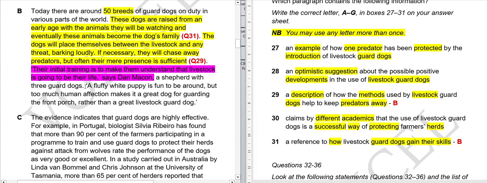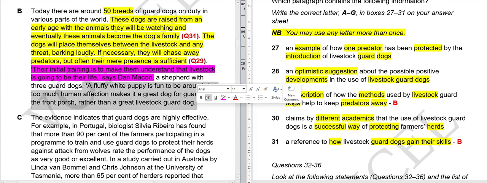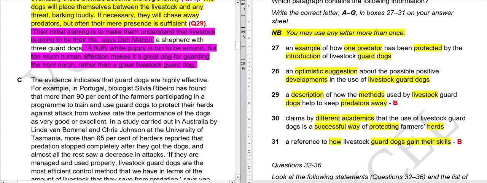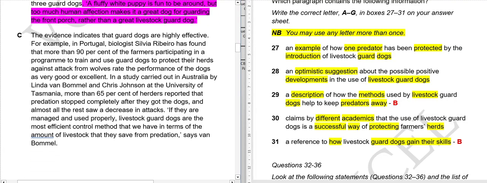So this is also said by Dan. So what we will do is we will mark it. C. The evidence indicates that guard dogs are highly effective. So there is some evidence that guard dogs are quite effective. For example, in Portugal, biologist Silvia Ribeiro. So this is the name of the person.